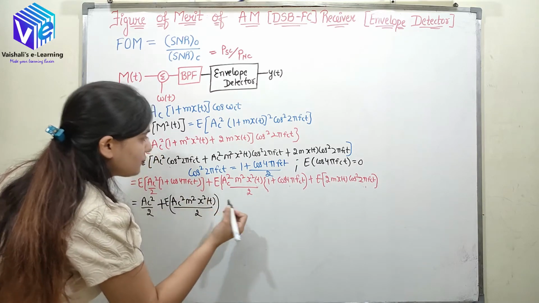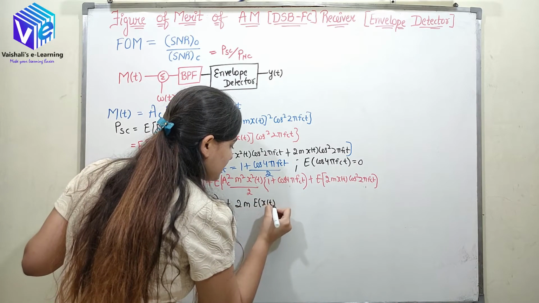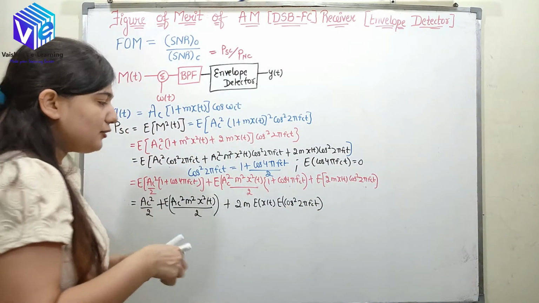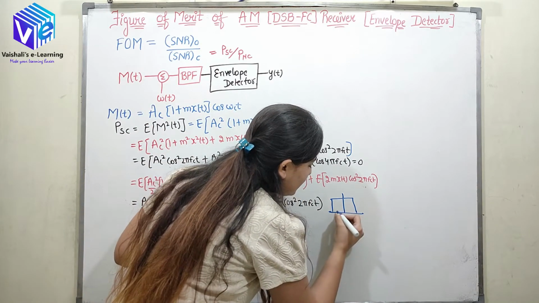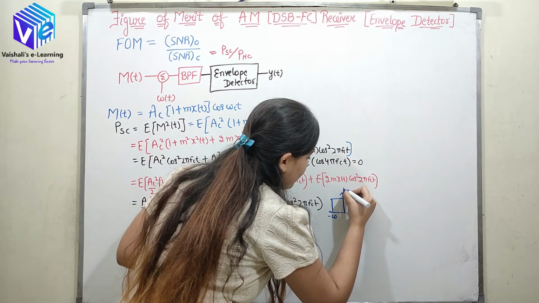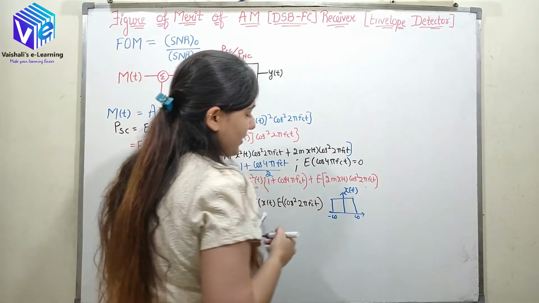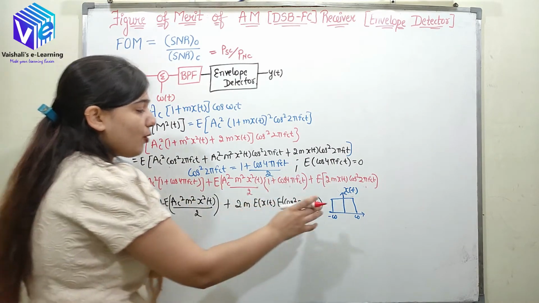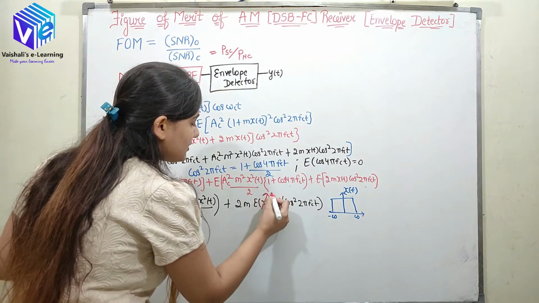So here we'll be having Ac² m² E of x²(t) upon 2. Now here we have mean of x(t). So I can write it as 2m mean of x(t) into mean of cos²(2πfct). Whenever I used to denote, x(t) was the input signal, and x(t) was again symmetric around the origin. So if this is my X(f), this is −W, this is W, you can see directly the mean will be 0 for this function. It's a uniform distribution. Always the x(t) will be symmetric around the origin, so the mean will be 0. So this whole term will be 0.